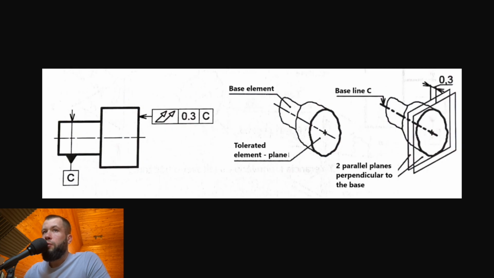The tolerance of full total runout is the difference of the largest and smallest distance of the points of the frontal surface from the plane perpendicular to the base axis, as you can see in this picture.